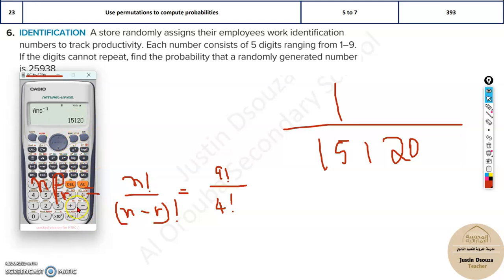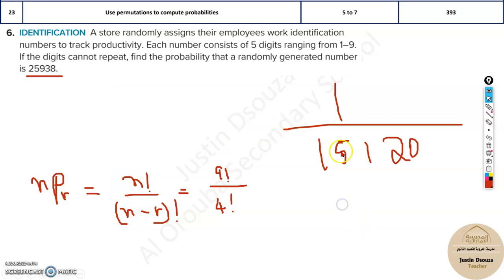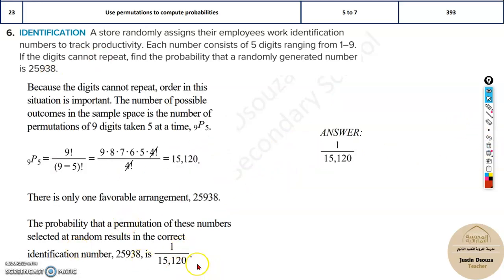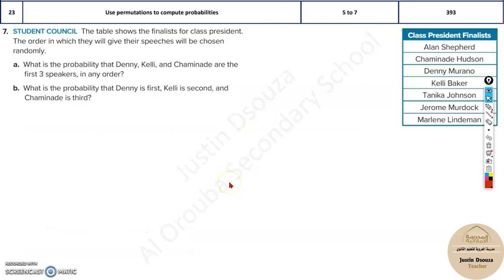You can see, if I multiply it by 100, it'll be 0.006 percent. So it's a very, very small probability that this particular number will appear at random. So over here, the answer is 1 by 15,120. The method is explained over here, just now whatever I told.